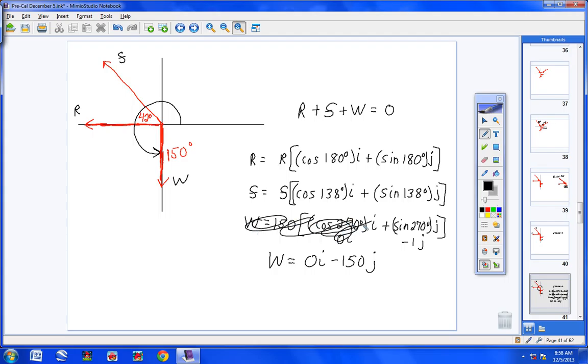We no longer need this one. It's gone. We're just going to use these three vectors.